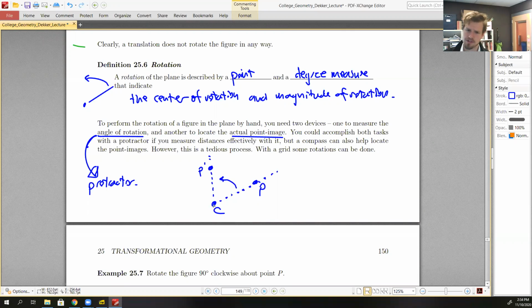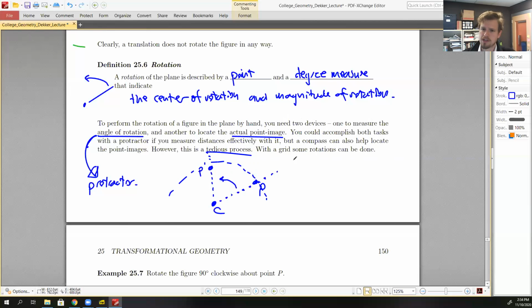And then as far as determining distance, right, if you needed that distance to be the same, you could simply draw the circle with this radius, and that would give you this, and then you look for where this line intersects the circle, and that gives you your image. Okay, so that's how we can perform a rotation. It says it's a tedious process here. It's really not that tedious. It's not bad at all.